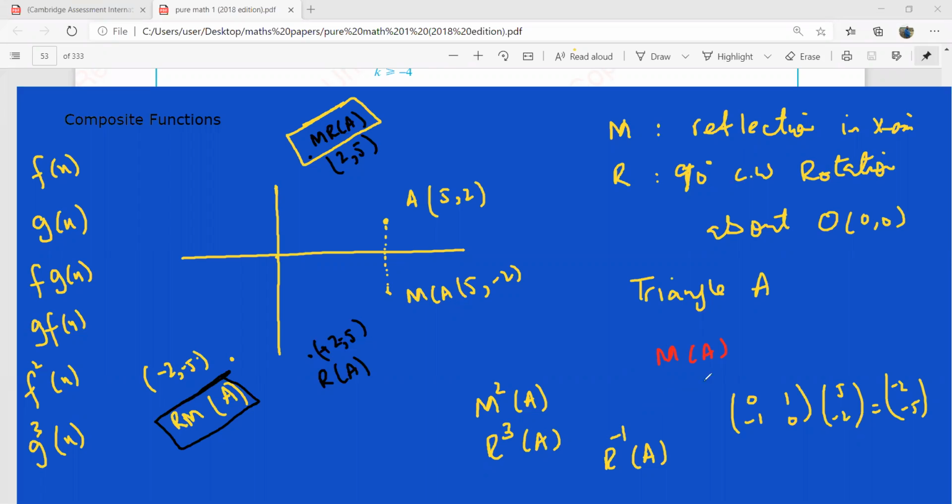90 degrees anti-clockwise. Yeah, that will be a 90 degrees anti-clockwise rotation. Okay.